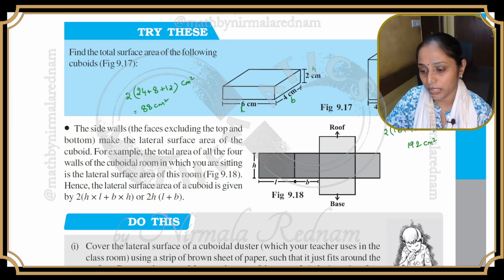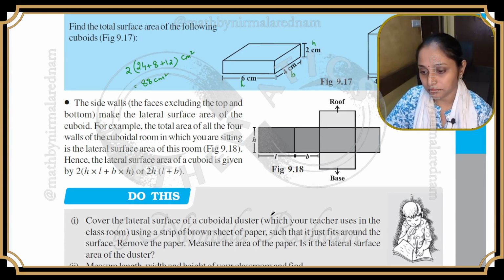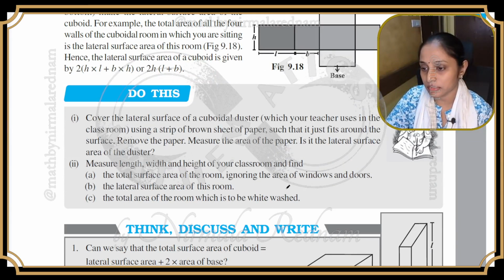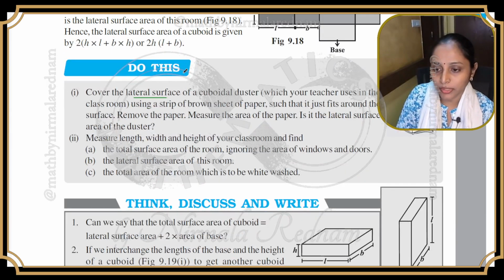Try this question. Next we have, cover the lateral surface area of a duster using a strip of brown sheet and remove the paper and measure. Will it give you the lateral surface area? It will. That is how we found out the formula. And it is lateral because you are covering only the lateral surface. So yes, it will, right? So the answer is yes.